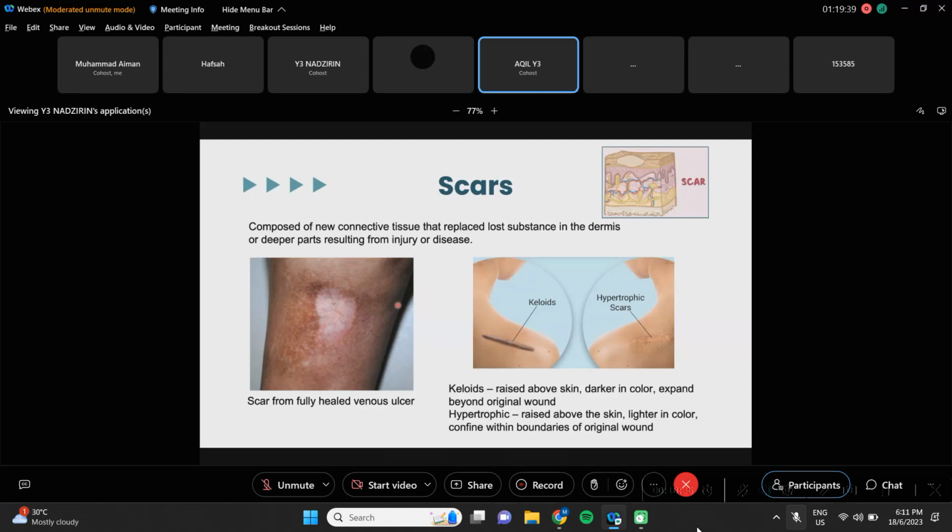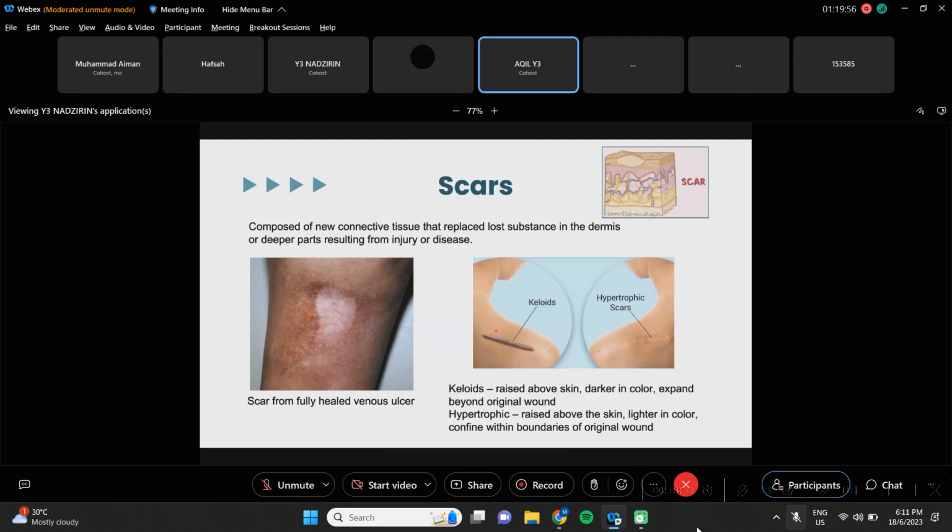And the second one is a picture showing keloids and hypertrophic scars, which are abnormal scar formations that occur due to the overproduction of collagen during the wound healing process.